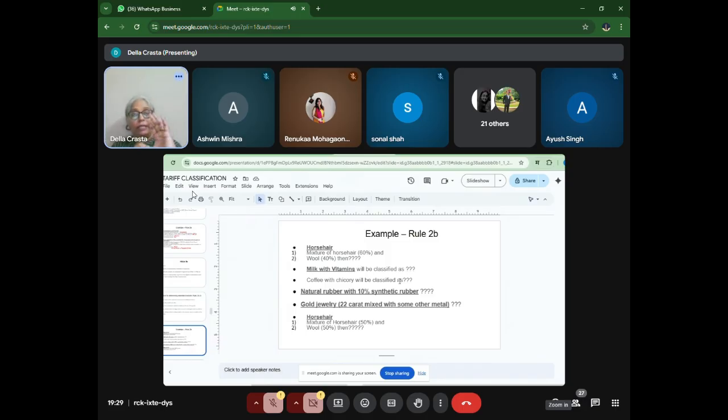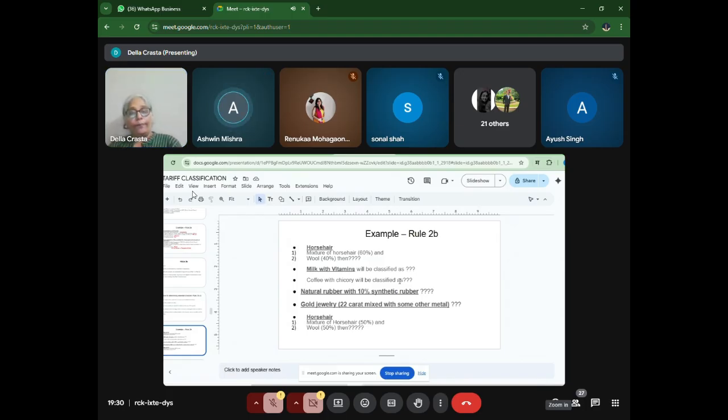Now, when will Rule 2b fail? When there is an equal portion. Like you have an equal amount of horsehair and an equal amount of wool. Then you don't know how it is to be classified, right? Because 2b is talking about the one which has the main portion, major portion. But what happens when the portions are equal?